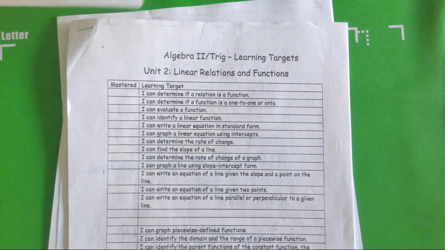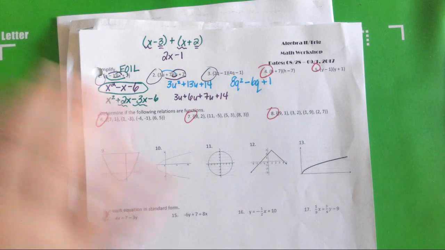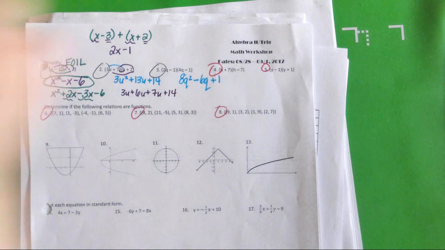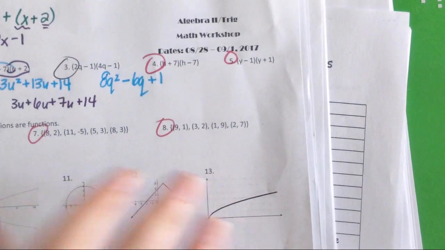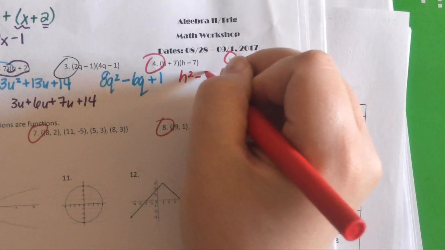Okay, I'm looking for volunteers for the math workshop. Anyone want to volunteer for number 4? Yes, table 2. H squared minus 49 for number 4. Okay, thank you, and you can have a point.